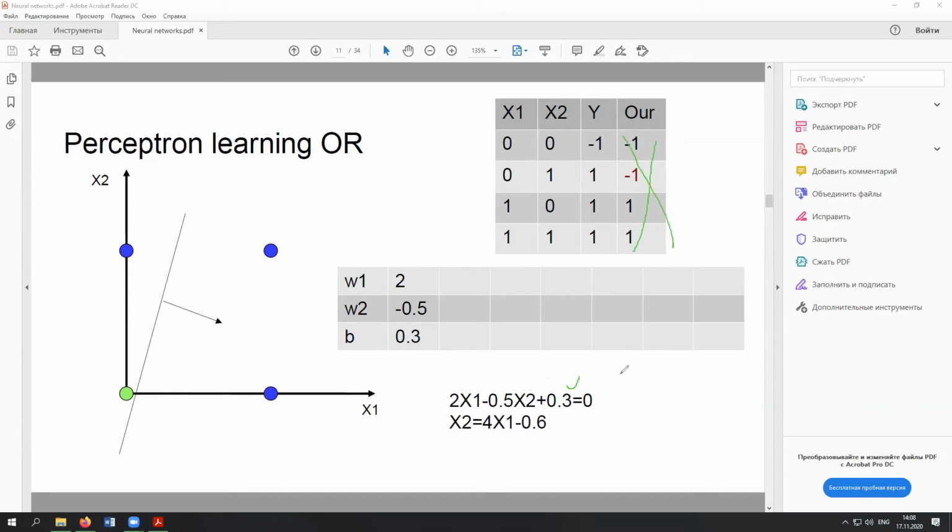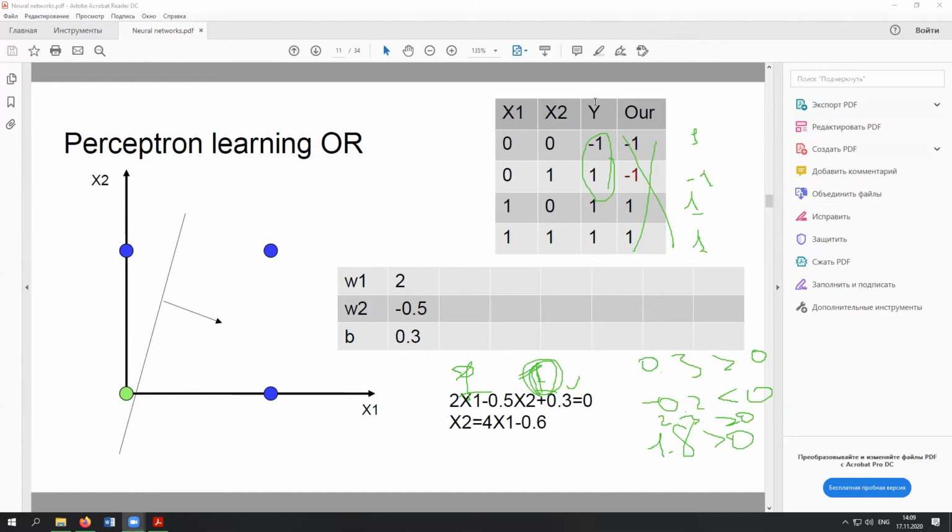If we put here 0, 0, we will have 0.3, that is greater than 0. If we put 0, 1, there would be minus 0.5, that is lower than 0. If we put 1, 1, there would be 2 minus 0.5 plus 0.3, that is 1.8, greater than 0. And if we put 1, 0, it would be 2.3, also greater than 0. So we have 1 here, -1 here, and 1 here. This is not the same as we have over here. We have at least 2 options where we differ from the real output.